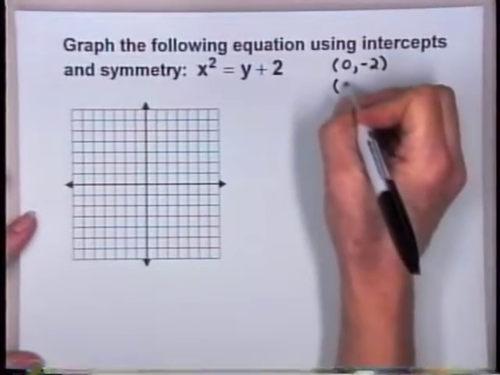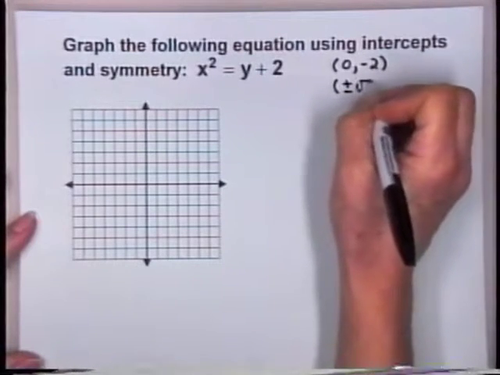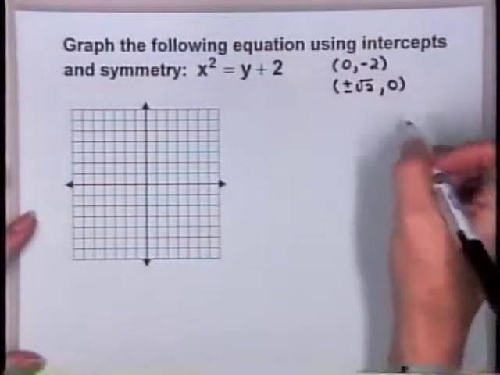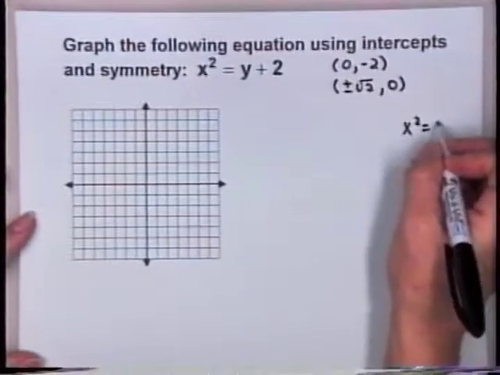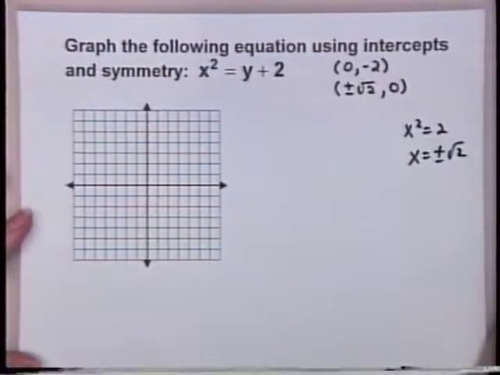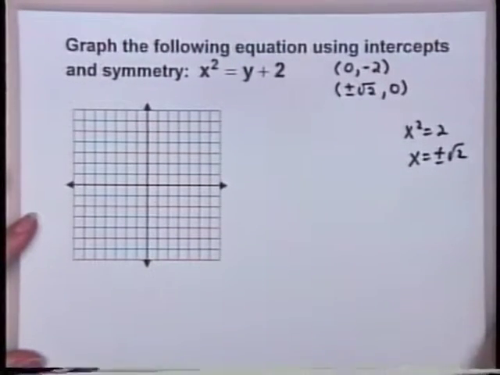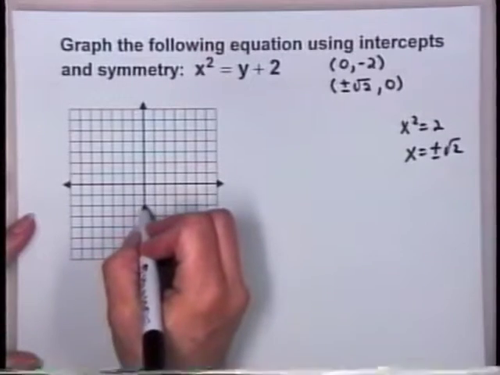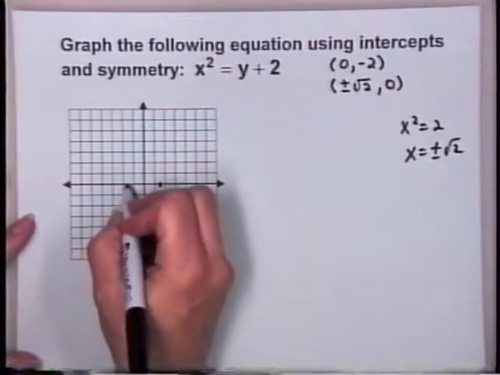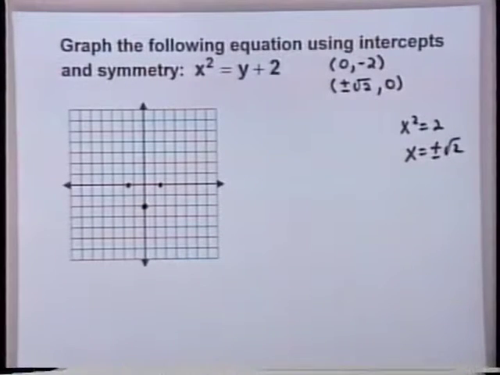So x would be what? Plus or minus the square root of 2 whenever y is 0. X squared equals 2, so x would be plus or minus square root 2, okay? Which we know is about 1.4. Okay, let's locate our points. 0, negative 2, 1.40, and negative 1.40. Again, we know that's the only places we're going to cross either axis, okay?